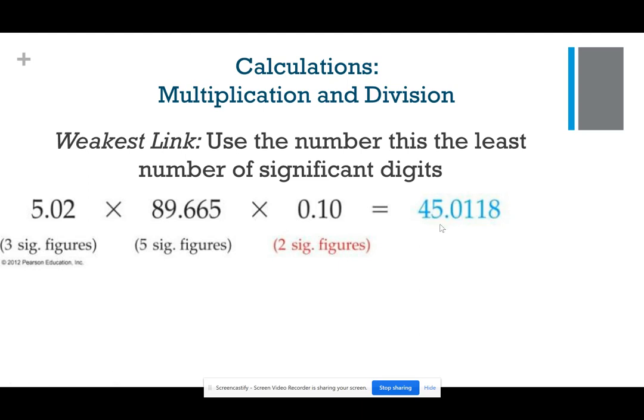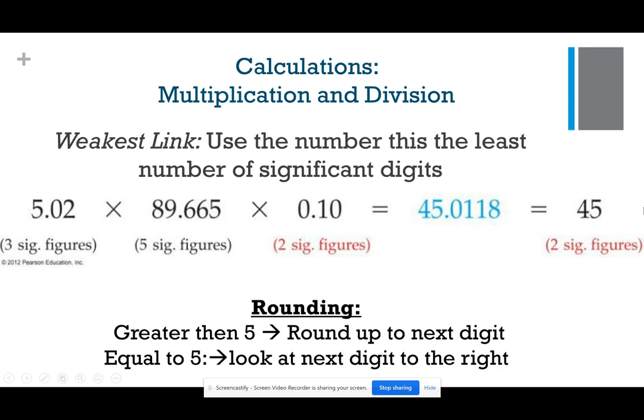Your calculators are not as smart as you would like them to be. So you're going to throw these 3 numbers into your calculator, and it's going to spit out this ridiculously long number. It doesn't take into consideration significant figures, so we have to do that for it. So this is the number that my calculator spits out. But knowing that this was the weakest link, I can only report 2 sig figs in my answer. So I would simply report 45 as my answer.